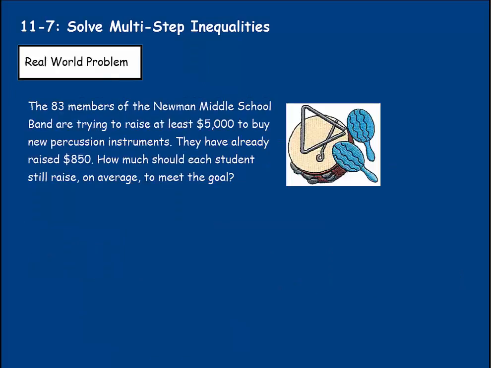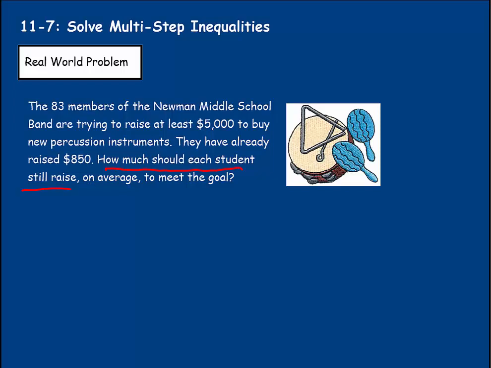Now let's solve a real-world problem. It says the 83 members of the Newman Middle School Band are trying to raise at least $5,000 to buy new percussion instruments. They have already raised $850. How much should each student still raise on average to meet the goal? So we need to find how much each student needs to raise. So that's going to be money.